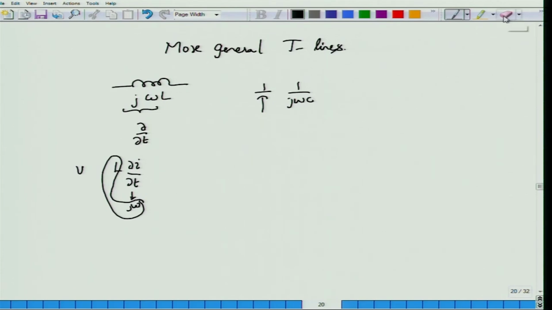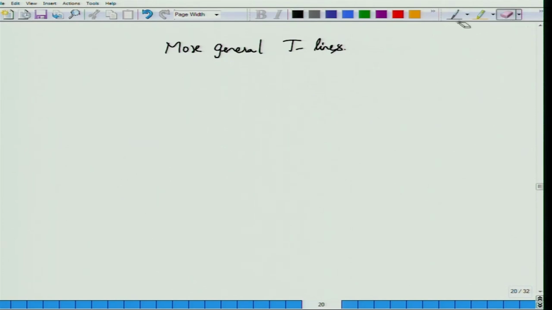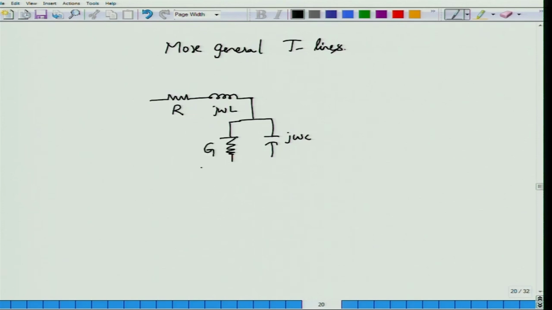So, the unit cell of the transmission line will now include the series resistance and the inductance with reactance j omega L, and in the shunt case will include a capacitance with j omega C, and then the admittance or the conductance of this particular dielectric loss that is being modeled will be denoted by G.